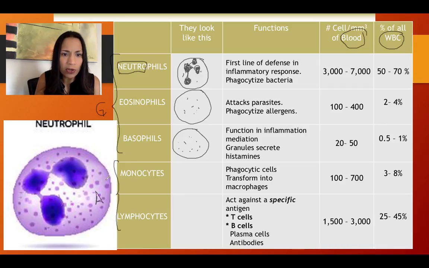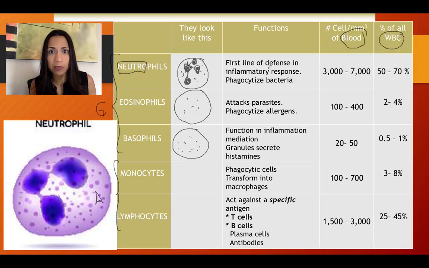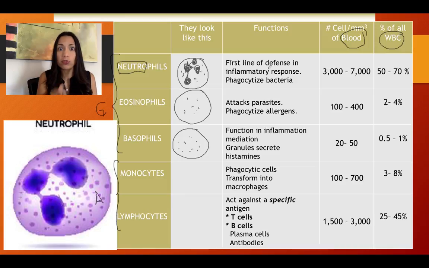And look at the granulations. These granules are not red, they're not blue, they're purple. They're right in the middle, and they're thin granules. Those are your neutrophils. Remember, never let monkeys eat bananas. These are the most numerous type of white blood cells. 50 to 70% of all the white cells are neutrophils, okay?